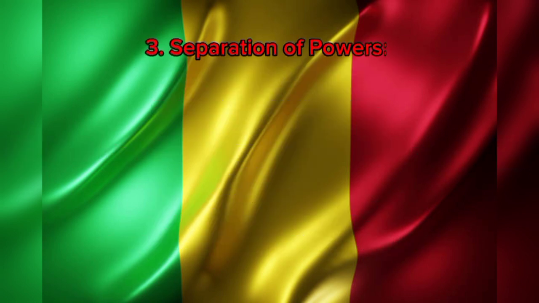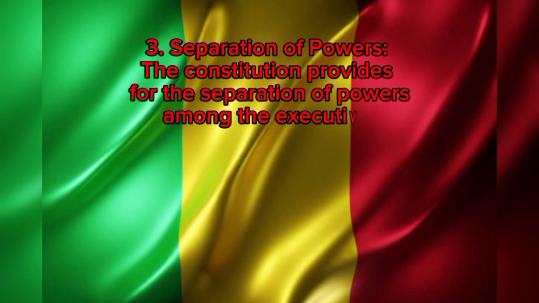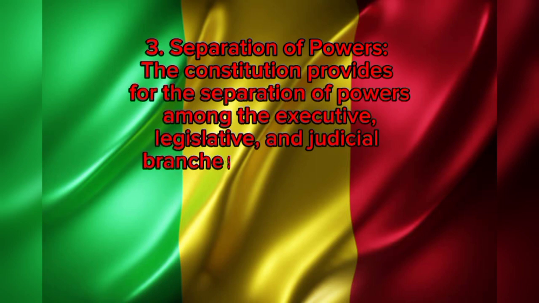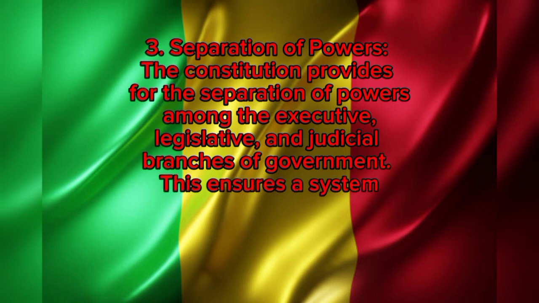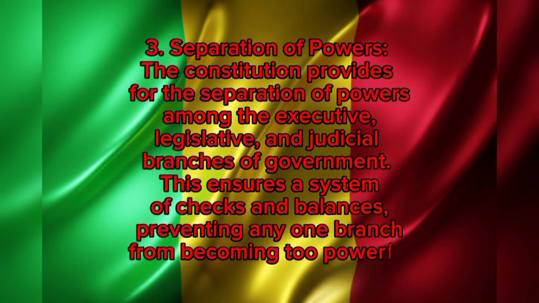3. Separation of powers. The Constitution provides for the separation of powers among the executive, legislative, and judicial branches of government. This ensures a system of checks and balances, preventing any one branch from becoming too powerful.